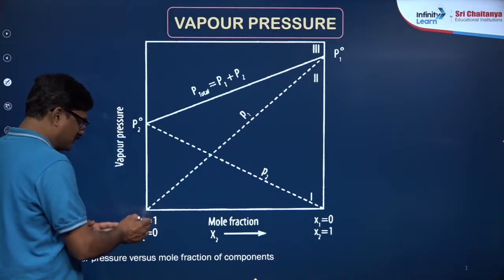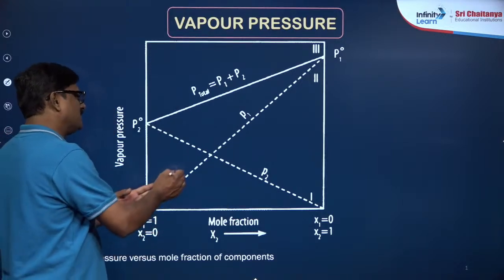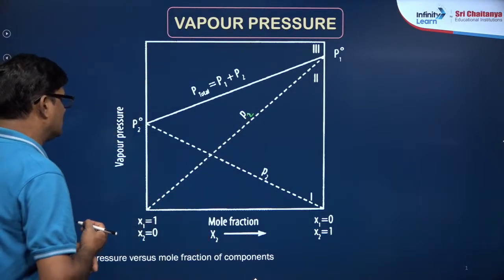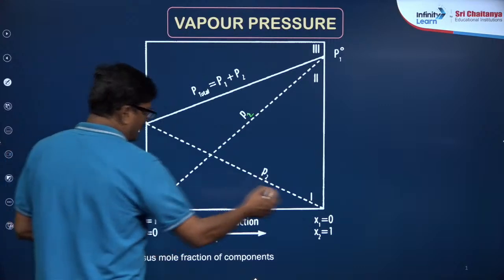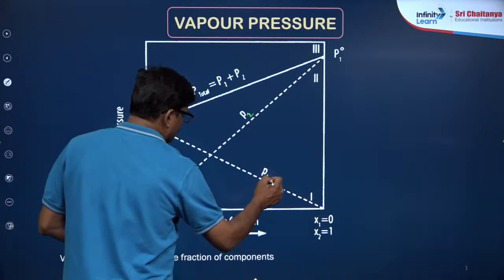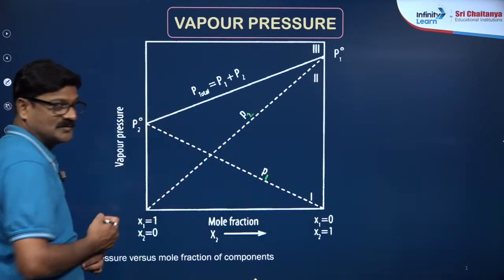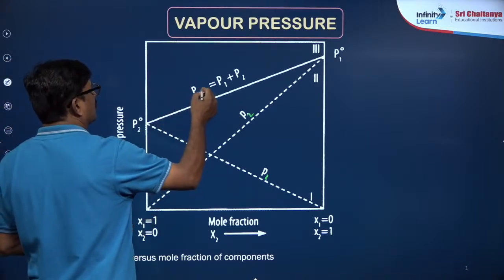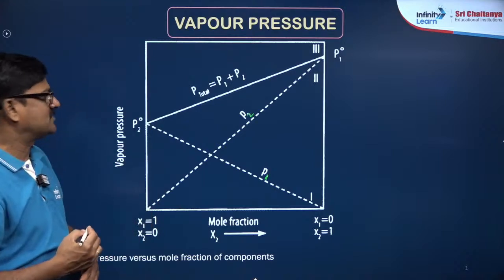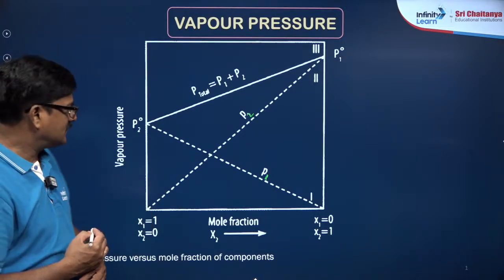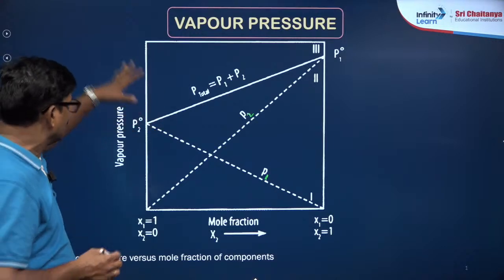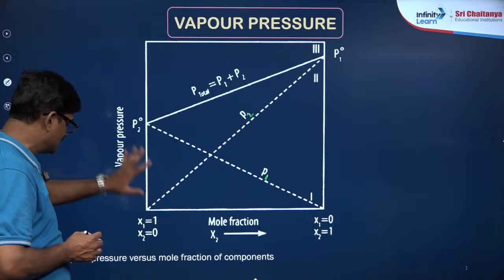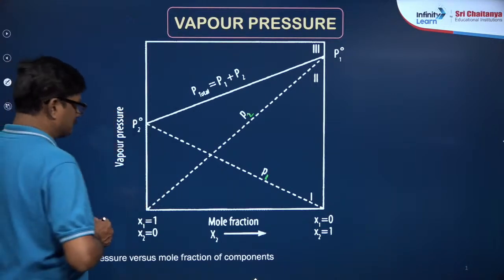So as the mole fraction of B increases, its vapor pressure increases, that is P2. Right? As the mole fraction of A increases, its vapor pressure also increases. Right? So the sum of these two is going to be P total is equal to P naught A mole fraction of A plus P naught B mole fraction of B. In this scenario, it follows the equation of a straight line. A solution that follows this graph is called an ideal solution.